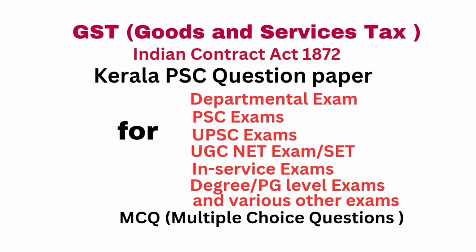Question number 78. Which section of the GST Act deals with the power to grant exemption from tax? Answer 11. Question number 79. Receipt of goods or services or both, whether by purchase, acquisition or any other means, with or without consideration, is called, answer, inward supply.